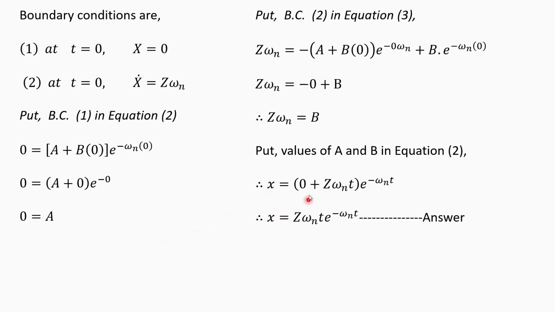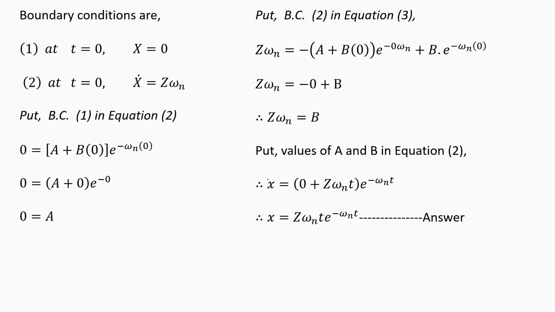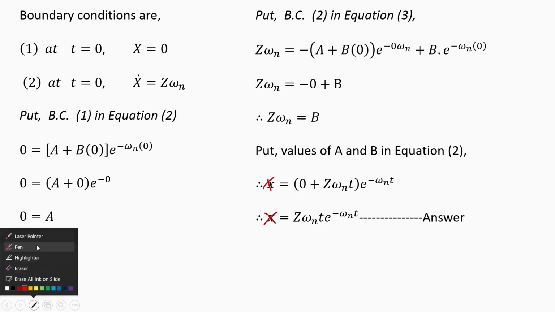So x will be equal to a plus bt e raised to minus omega n t. So value of a is 0, that we have already seen. Value of b is z omega n. So x is equal to, so you can write down capital X on this side. So x will be equal to z omega n t e raised to minus omega n t. So this is the equation of motion for critically damped system.